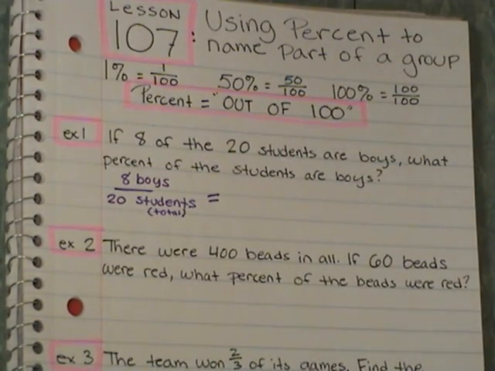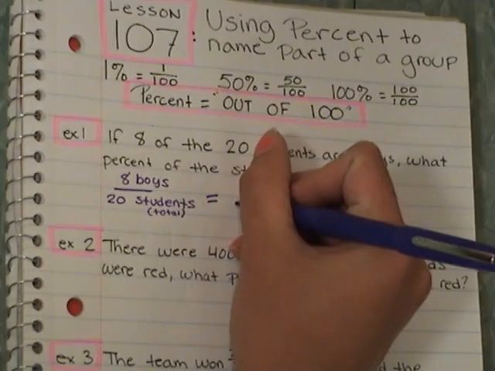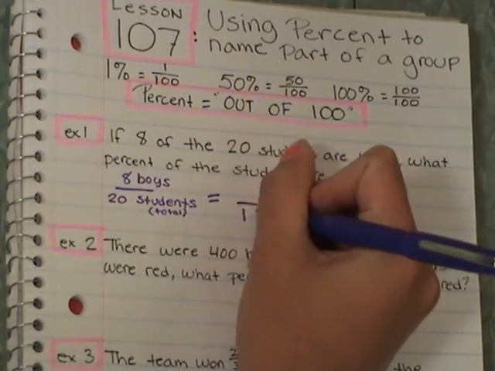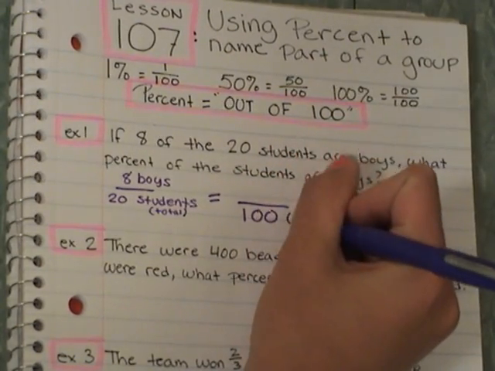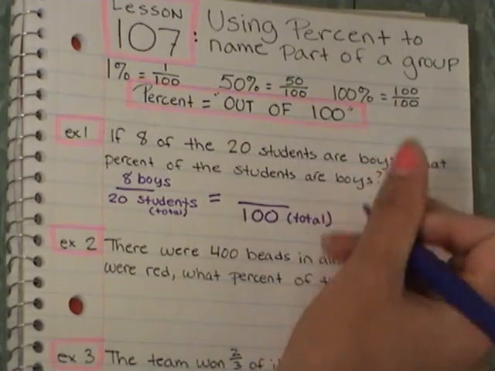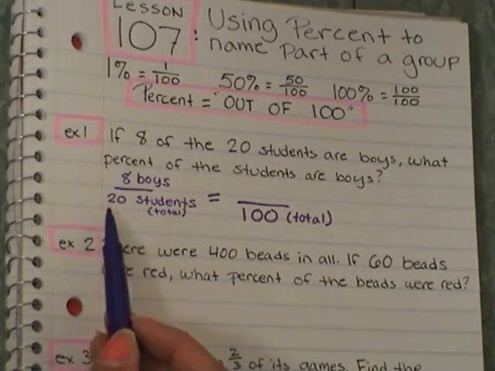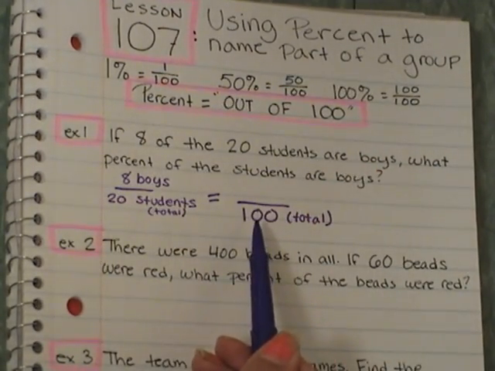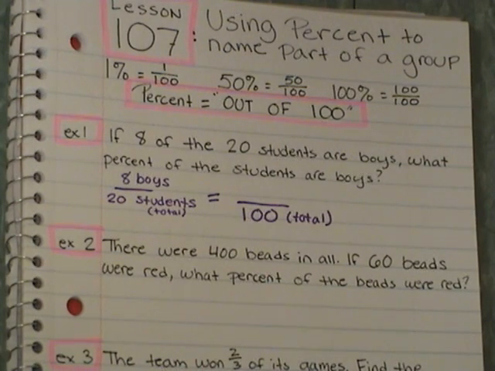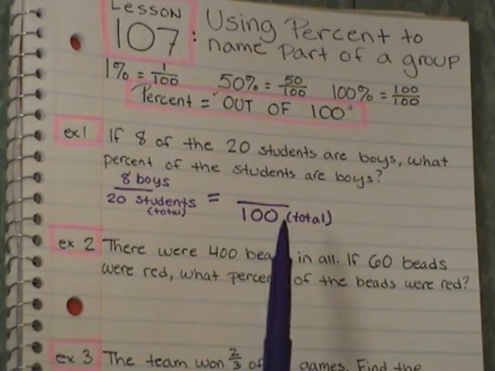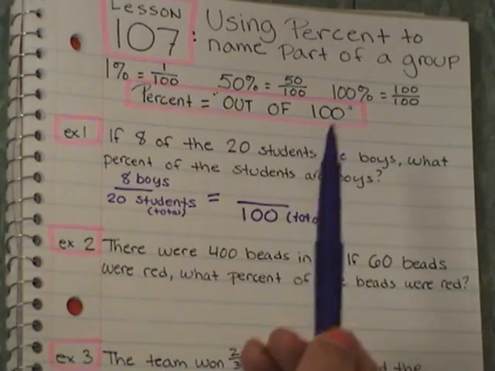Okay, what we need to do, like we've done before, you've done this on your homework, you've done this on tests, is we need to get this denominator here to equal 100, which is our total. Okay, so we have 20 and we need it to equal 100 because the percents are always out of 100. So our denominator down here must be made into 100.